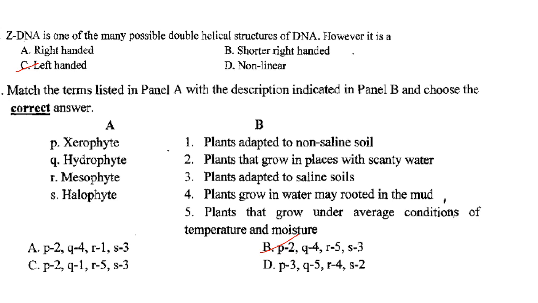Match the terms listed in panel A with the description indicated in panel B. Choose the correct answer. So xerophytes are plants that grow in places with scanty water, P2. Hydrophytes are plants that grow in water, may be rooted in the mud, Q4. Mesophytes are plants that grow under average conditions of temperature and moisture, R5. And halophytes are plants adapted to saline soil. So answer is option B, that is P2, Q4, R5, S3.